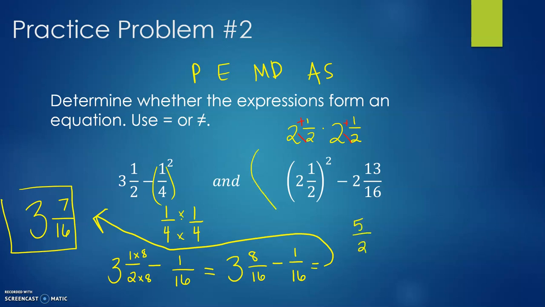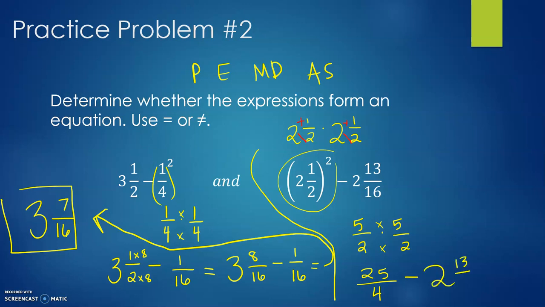So let me draw a line so I remember. So I'm doing 5/2 times 5/2 in order to complete this right here. So again, multiply the top, multiply the bottom, and that is 25/4, and I'm going to be subtracting 2 wholes and 13/16. Now, because my first number is improper, I'm going to go ahead and make my second number improper as well. And then I also have to have common denominators.